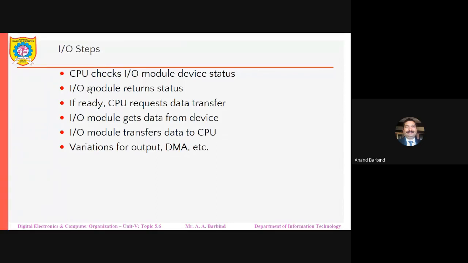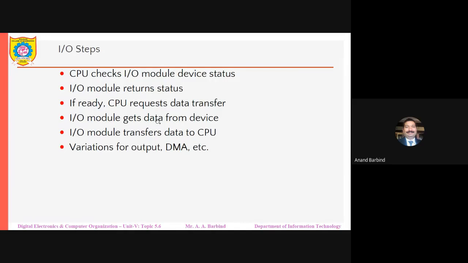Let us say it is a printer. So printer, if it is ready, then it will return with its status that it is ready, and the IO module then sends the status of the printer to the CPU. So if the CPU gets that it is ready, then the CPU requests the data transfer. The CPU requests the transfer of data to that particular IO module, and then the IO module gets the data from the device. Typically it is for the input device.